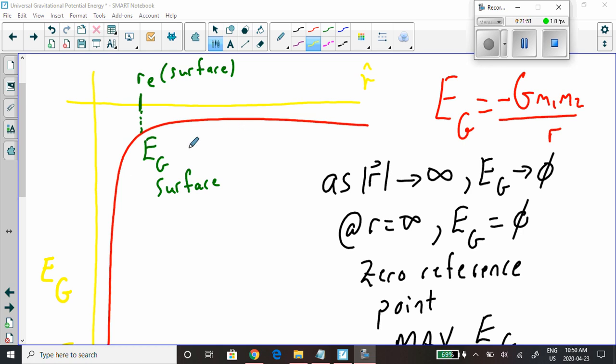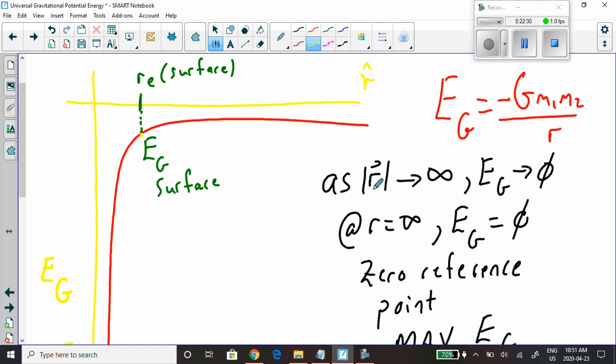So if we were dealing, for example, with the surface of the Earth, if you had an object sitting at the radius of the Earth, just pretend it's the Earth for this green situation here, the radius of the Earth would be right there, and at that point you would have E_G, the universal gravitational potential energy of an object on the surface of the Earth, or the surface of the moon, anything. So that spot is telling you that when an object is on the surface of a planet, a moon, what have you, it has a negative gravitational potential energy. Let's take a look at this.